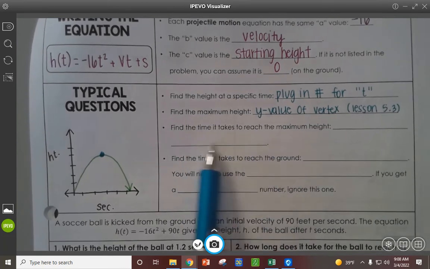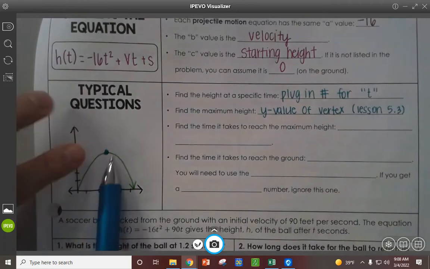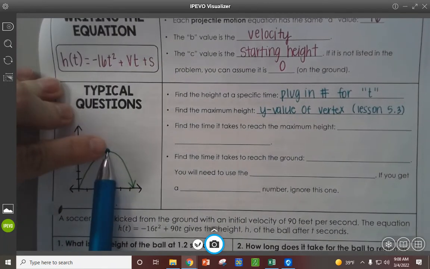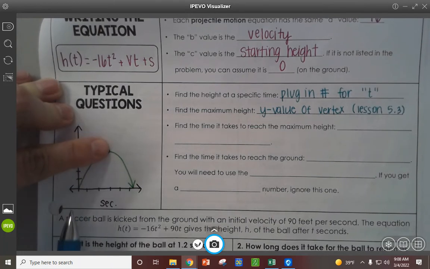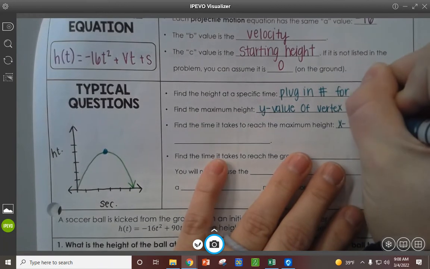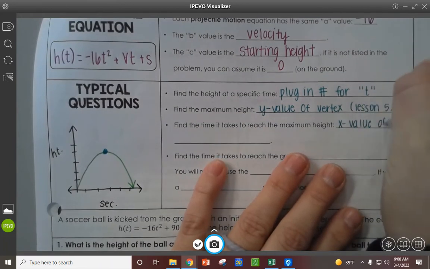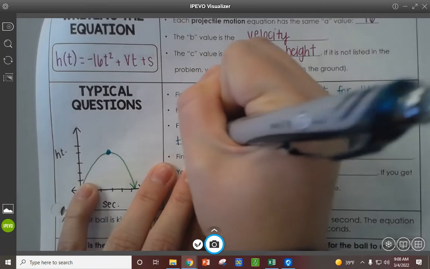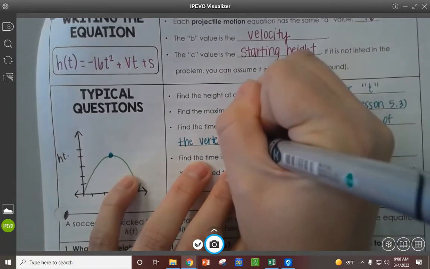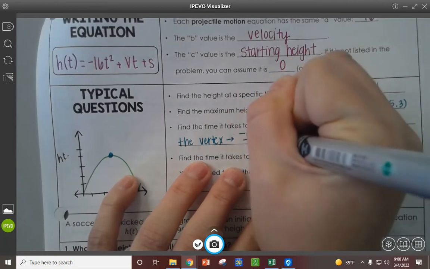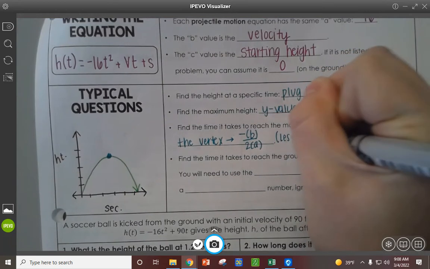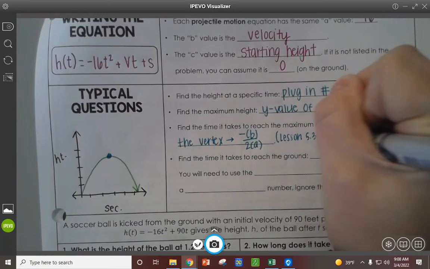Now, the amount of time that it takes to reach the maximum height would be the x value of the vertex. Your maximum height is your vertex, and the time is on your x-axis. So it's the x value of the vertex. And we use the formula negative b over 2a to get that. And this is also lesson 5.3.